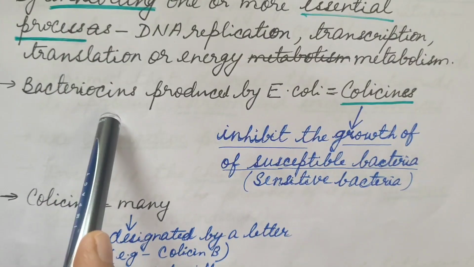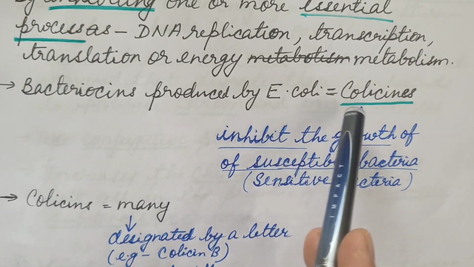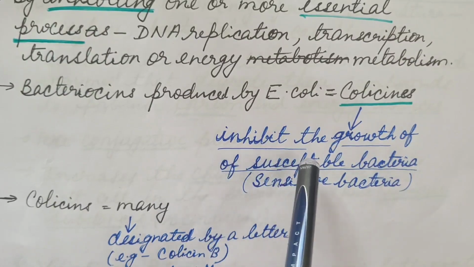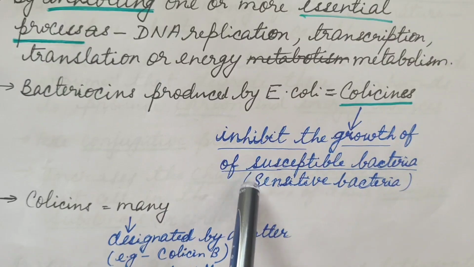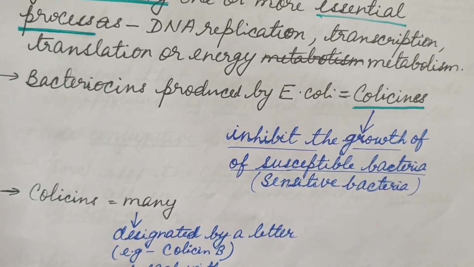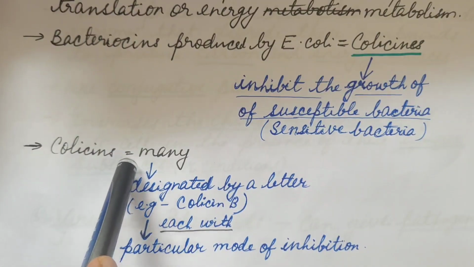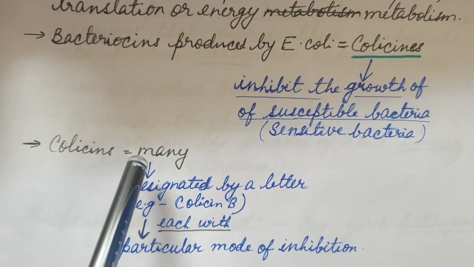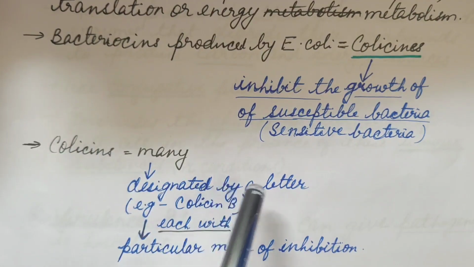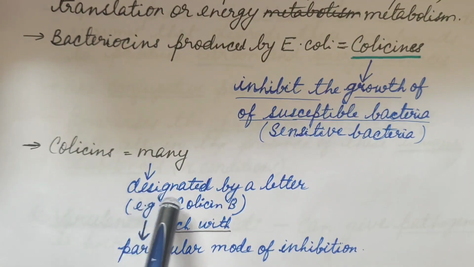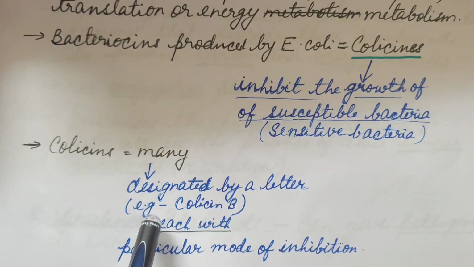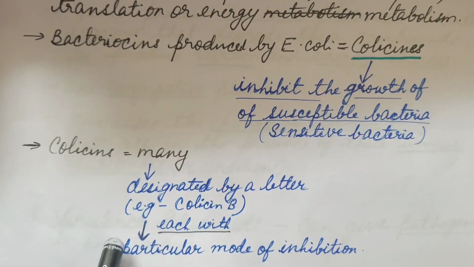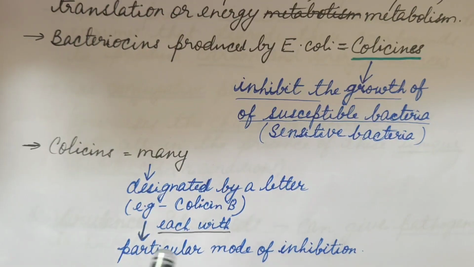metabolism. Bacteriocins that are produced by E. coli are known as colicins. Colicins inhibit the growth of susceptible bacteria, or in other words, sensitive bacteria. There are many types of colicins produced by different strains of E. coli, and these are designated by a letter, for example colicin B, etc. And each inhibits the growth of bacteria by a particular mode of inhibition.